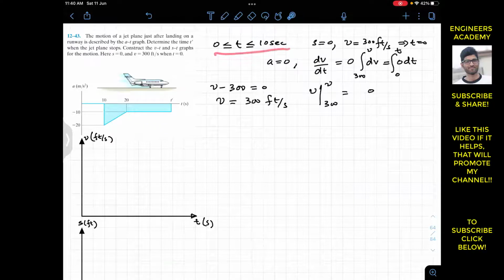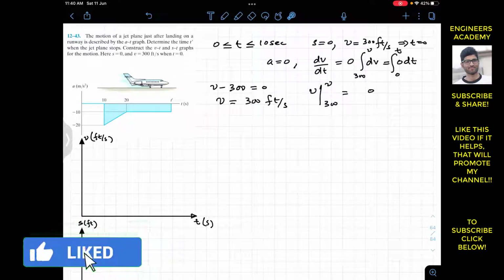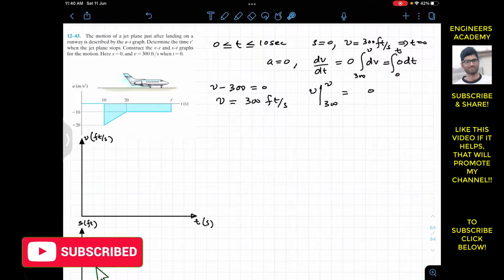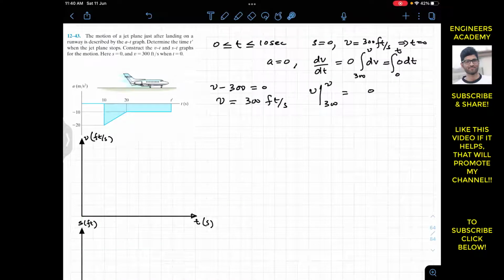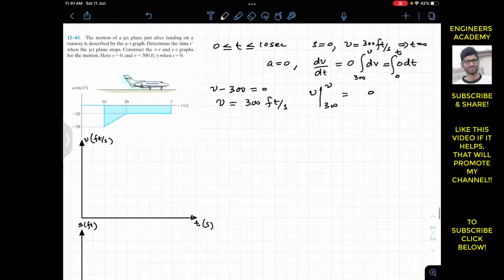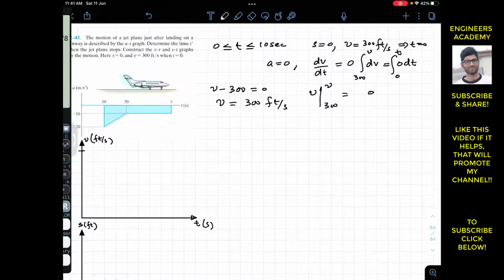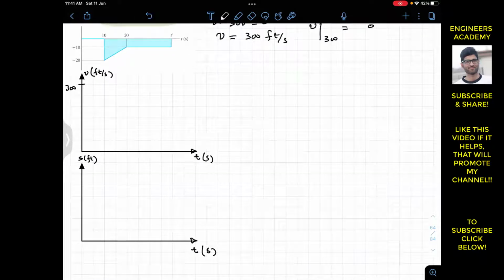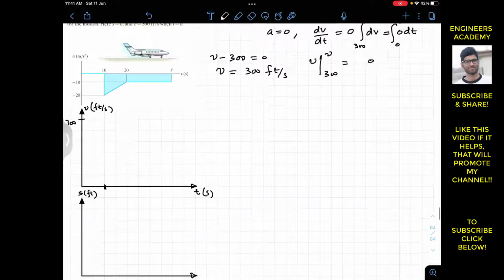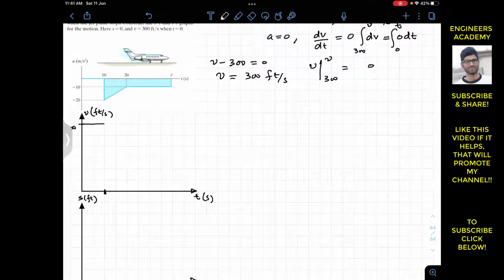So for this interval the velocity remains constant since the acceleration is 0. So this is 300. Let's say that one box represents 50. So 50, 100, 150, 200, 250, 300 somewhere here. Let's say this point is 300 feet per second, and this is 10 seconds. So the velocity remains constant for these 10 seconds, and that is 300.